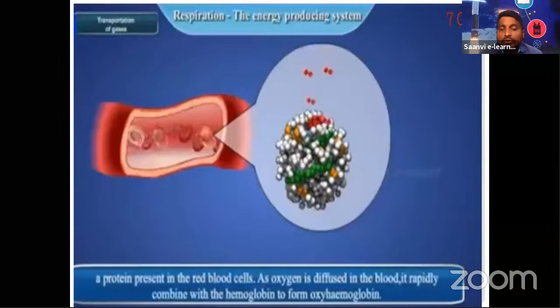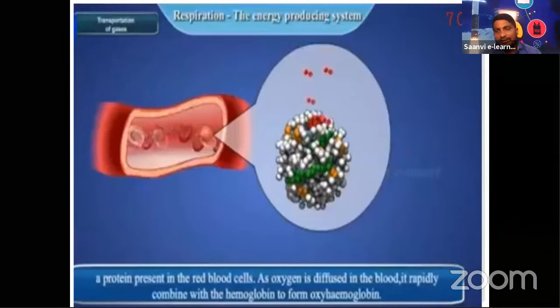So why is it combining? A protein is present in the red blood cells. As oxygen diffuses from the alveoli of the lungs to the blood present in the blood capillaries, it rapidly combines with the hemoglobin to form oxyhemoglobin. Hb is hemoglobin, O2 is oxygen. Hb plus O2 gives rise to HbO2, oxyhemoglobin.